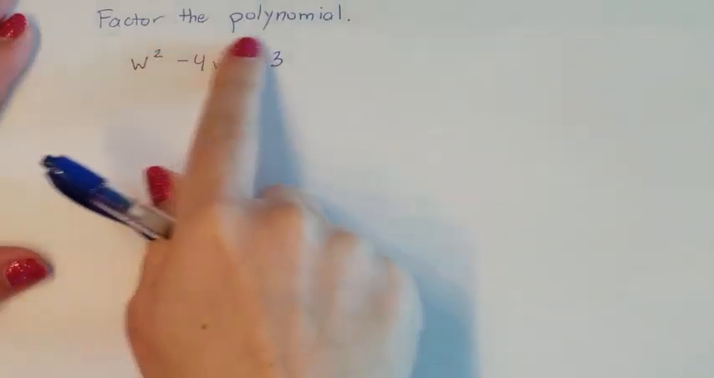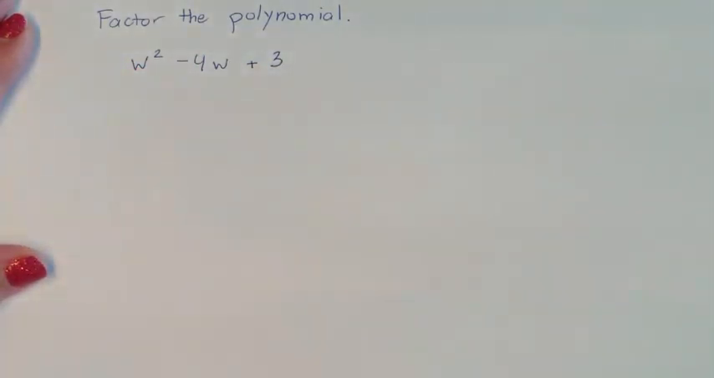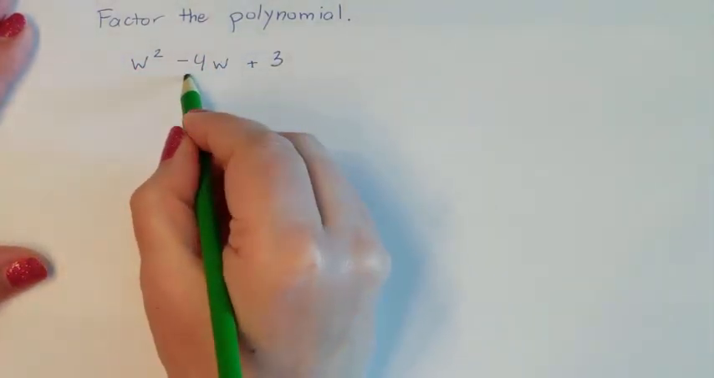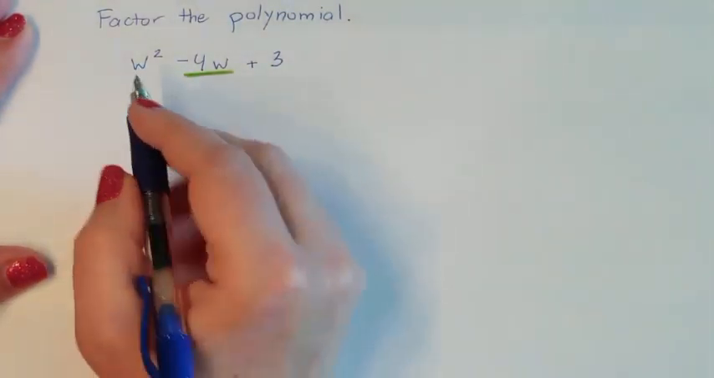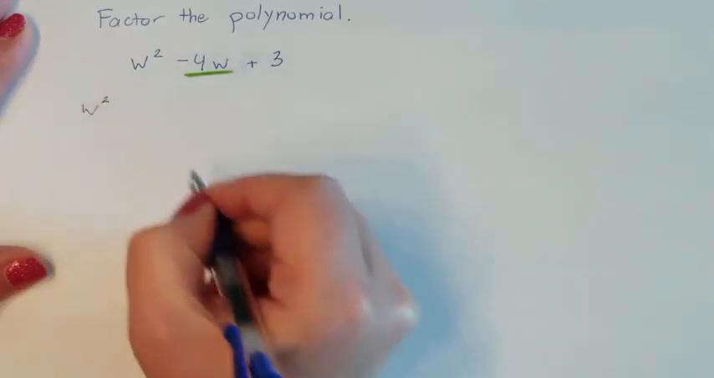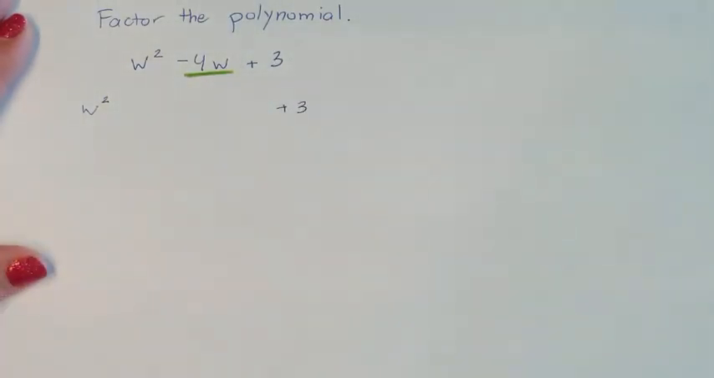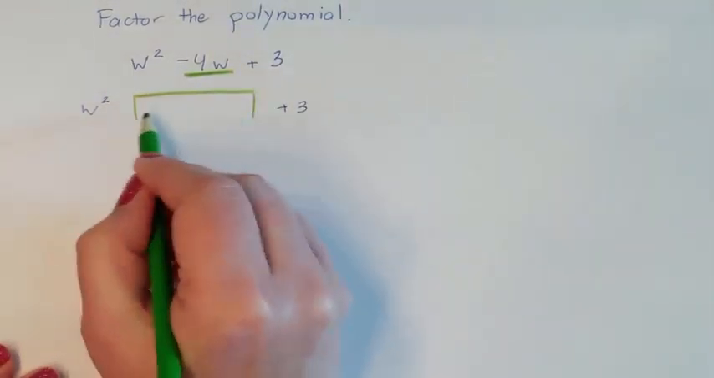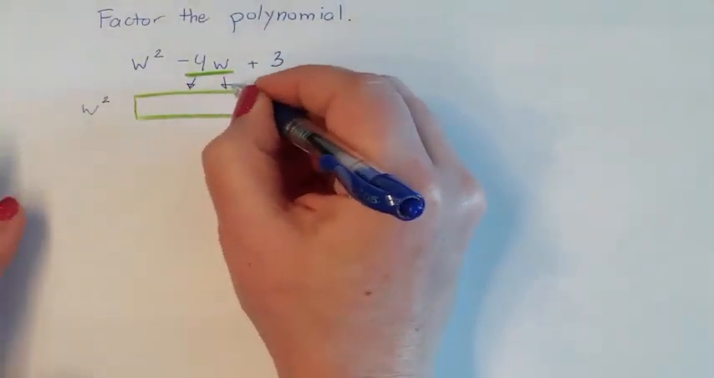So we're being asked to factor the polynomial. There are 3 terms. I don't know how to factor 3 terms. I know how to factor 4, which means we need to mathematically figure out how to split this middle in so that we actually have 4 terms. So the w squared is going to stay as a w squared. The plus 3 is going to stay as a plus 3. I want to rewrite minus 4w as 2 separate terms so that I end up having 4 terms in the end. So we need to figure out what these 2 terms are.